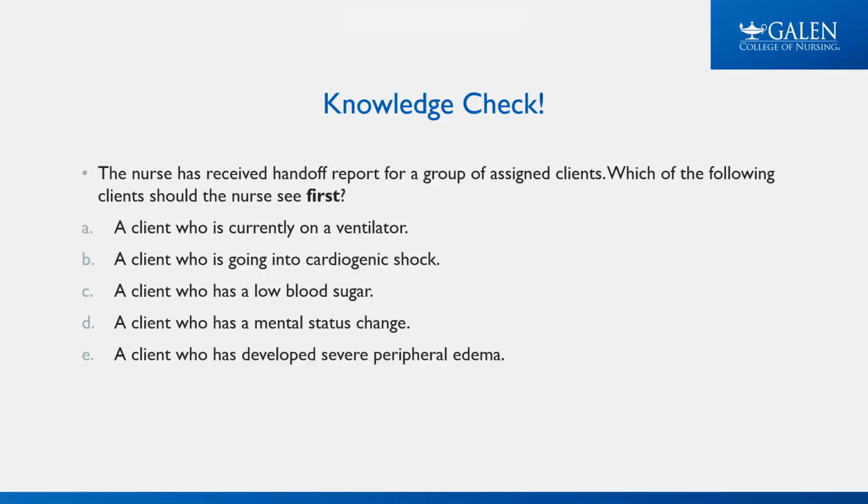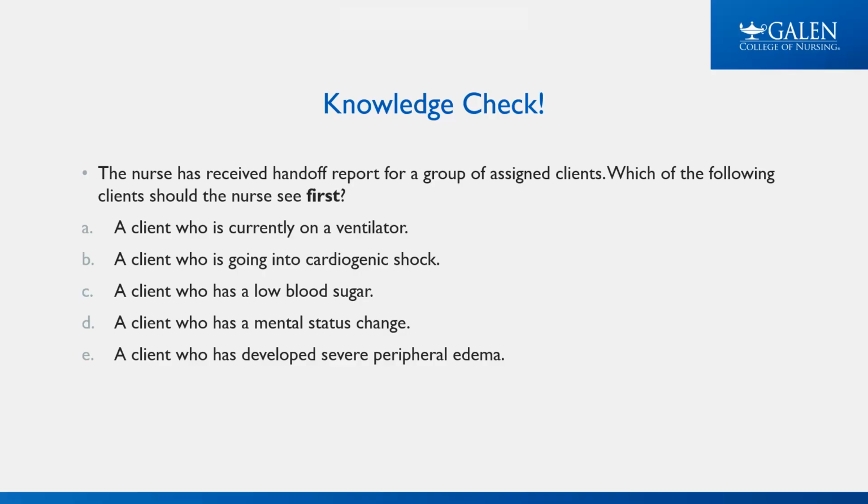So the answer is D, patient with a mental status change. For some reason, I have here on a ventilator. I would even say cardiogenic shock should be first, but I didn't make this question. So I would actually say it would be a client in cardiogenic shock, client with mental status change. If they're on a ventilator, yeah, you should be checking them, but they're not going to be your priority.